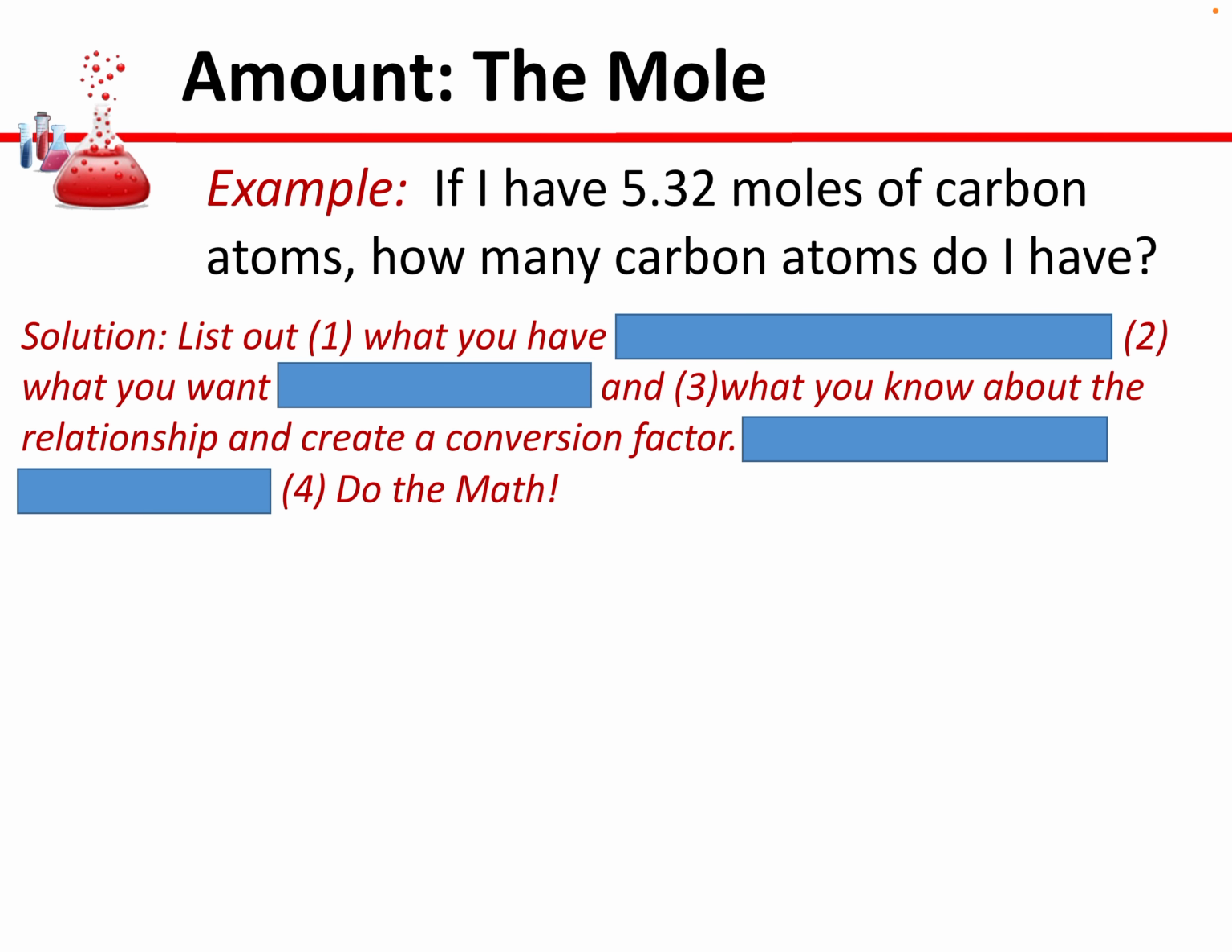So if we have an example of 5.32 moles of carbon atoms, how many carbon atoms do you actually have? So we know our conversion factor: 1 mole equals 6.02 times 10 to the 23rd carbon atoms.